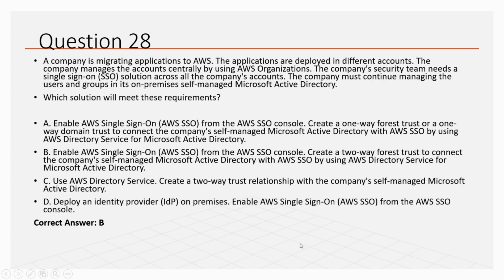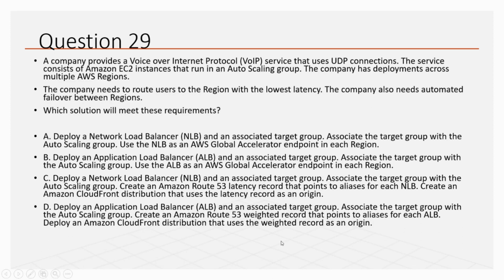Now let's look into the next question. That is question number 29. And it says a company provides a voice over internet protocol service that uses UDP connections. The service consists of Amazon EC2 instances that run in an Auto Scaling group. The company has deployments across multiple AWS regions. The company needs to route users to the region with the lowest latency. The company also needs automated failover between regions. Which solution will meet these requirements?